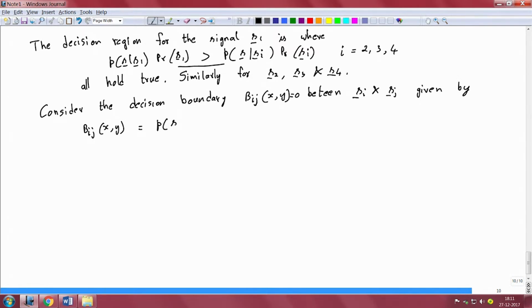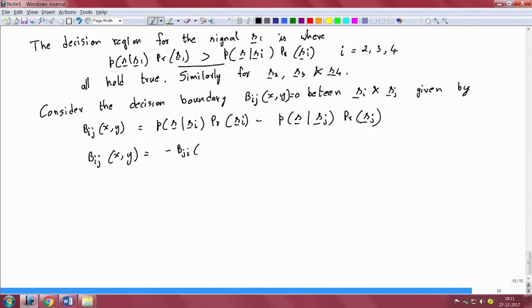which is nothing but the difference between these two terms: probability of S given Si times probability of Si, minus probability of S given Sj times probability of Sj. And looking at this, we can easily say that B_ij of x comma y is minus B_ji of x comma y. So, this is for all i not equal to j.